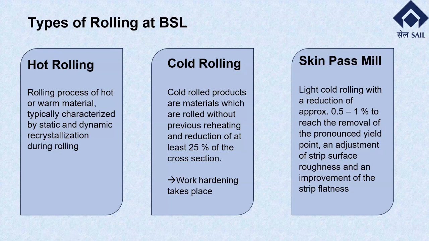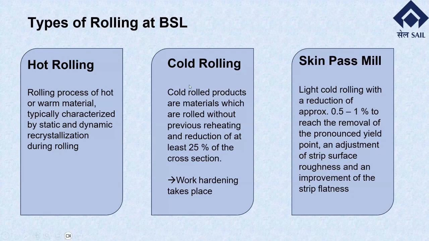And recrystallization temperature is, in basic terms, you can say it is 0.4 to 0.6 times the melting point of the metal. And then coming to the cold rolling, it is done below the recrystallization temperature. For us at CRM3, we do it at around less than 60 degrees Celsius. During cold rolling, work hardening takes place. I will talk about it further later.